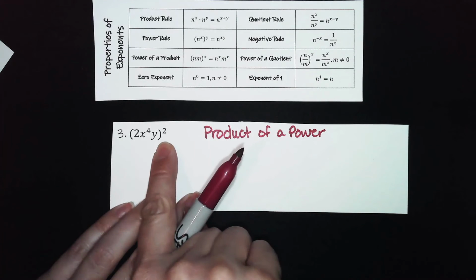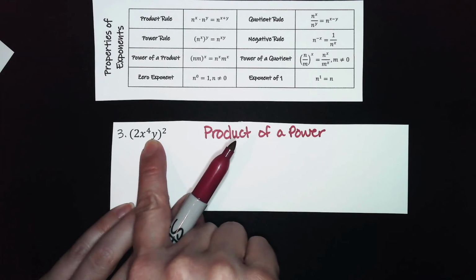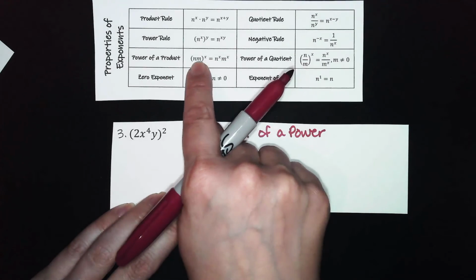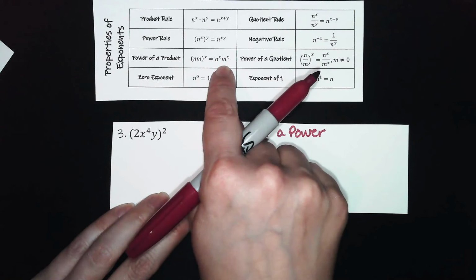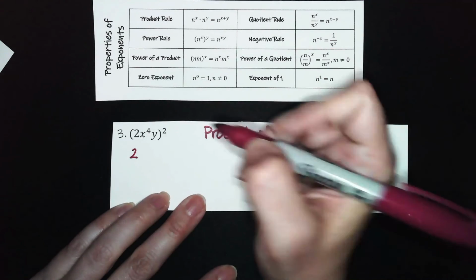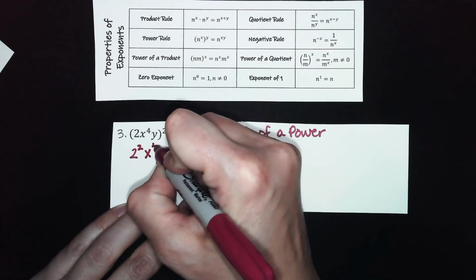Because I have, in parentheses, products. These are all being multiplied together, and it's taken everything to the power. So what that power product means is I need to distribute that power to every term inside that parentheses. So I'm going to end up with 2 squared x to the 4th.